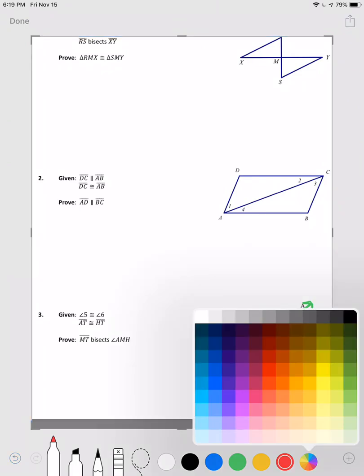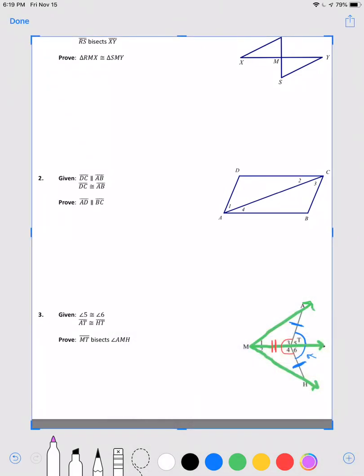So let me highlight the triangles. Let's use purple. So this triangle right here is congruent to this triangle in purple right here. Those two triangles are congruent. The reason is because we got side, angle, side, and side, angle, side. So by side, angle, side, these two triangles are congruent.